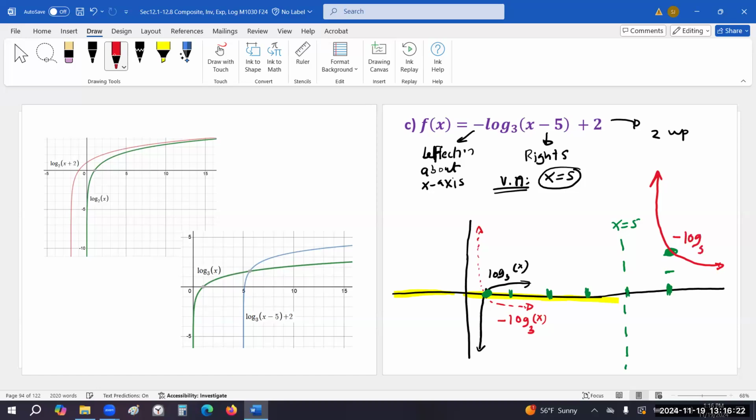Negative log base 5 x minus, so log base 3 x minus 5 and then extra 2. So you have to memorize the shape. The shape for the exponential, the shape for the logarithmic.